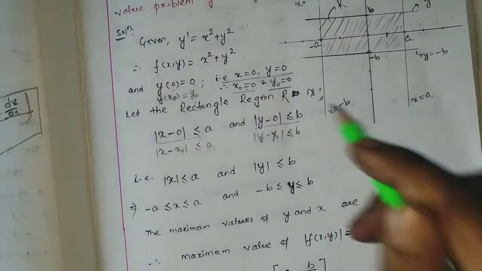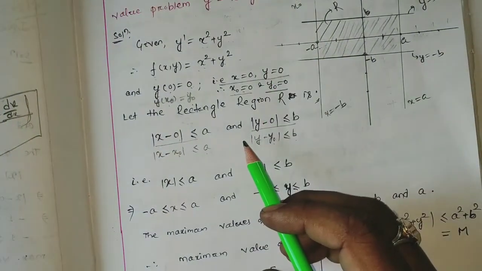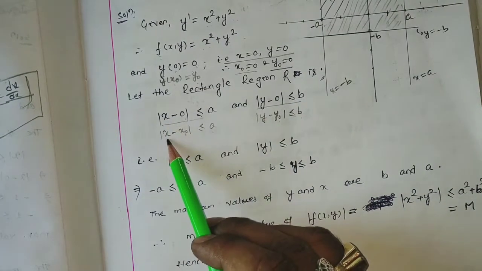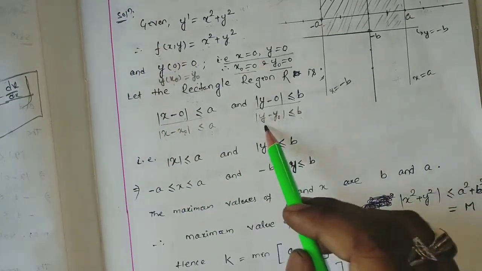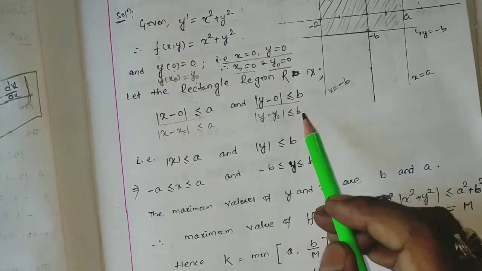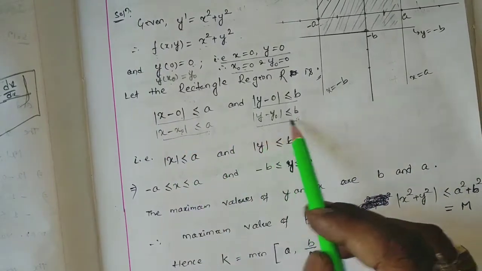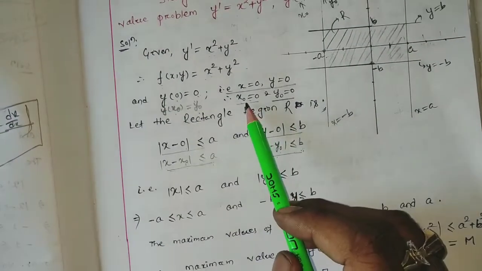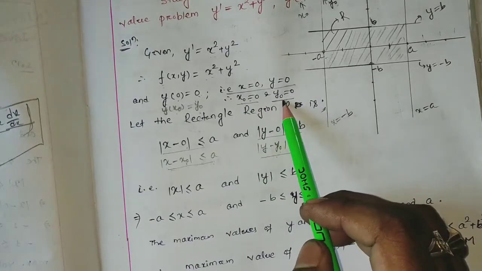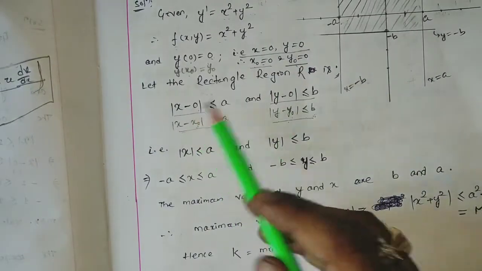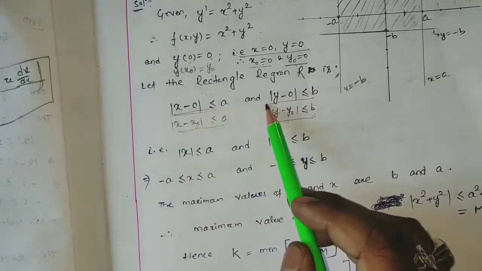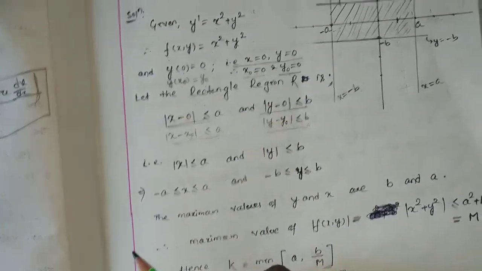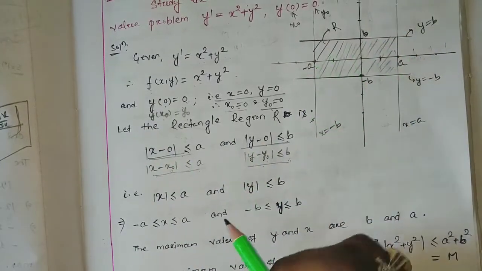Now as I told, the rectangular region is not given in the question, but we have to define it ourselves: |x - x0| ≤ a, |y - y0| ≤ b. This is the general expression of the rectangular region. In the question the x0, y0 values are given, so we just substitute x0 is 0, y0 is 0. So this is nothing but the region, the range of x and range of y, the rectangular region as shown in this figure.